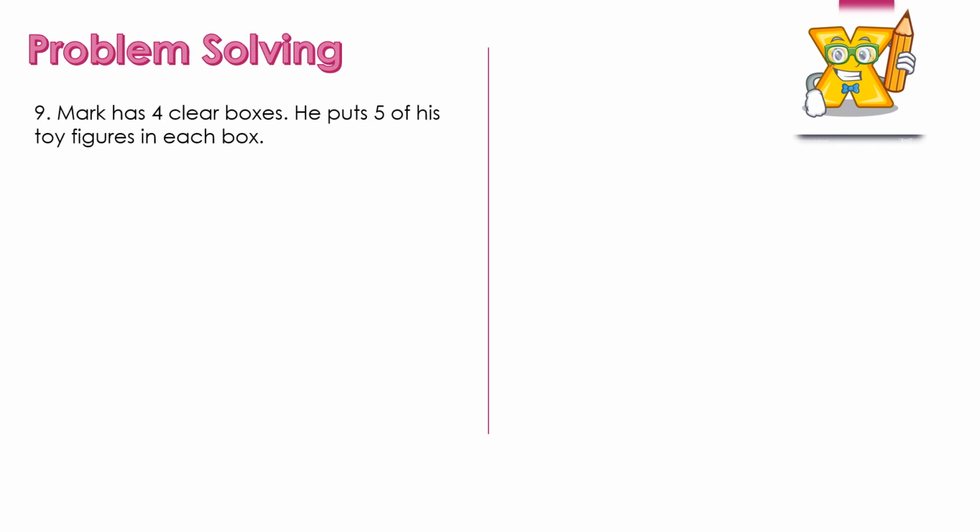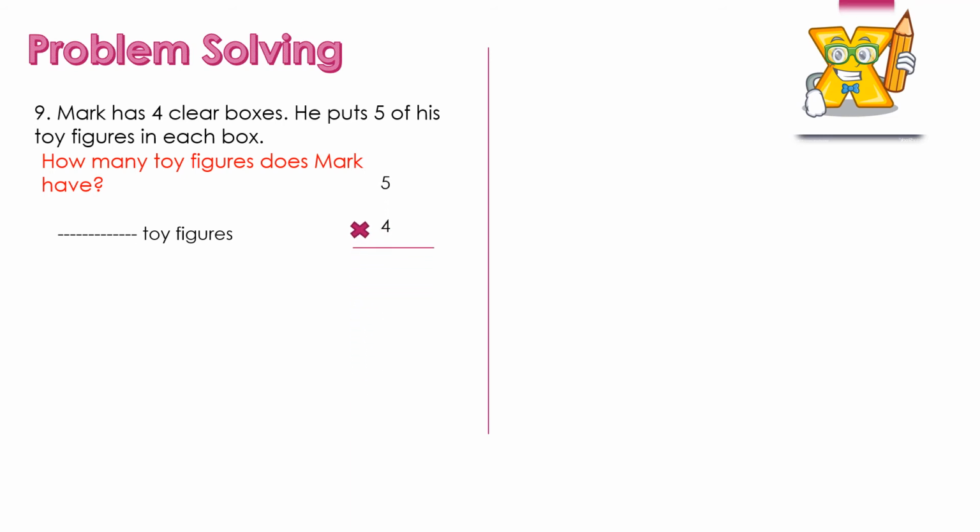Exercise number 9. Mark has 4 clear boxes. He puts 5 of his toy figures in each box. The question is, how many toy figures does Mark have? Again, Mark has 4 boxes. The 4 boxes model what? The 4 equal groups. He puts in each group, in each box, 5 toys. How many toy figures in all?